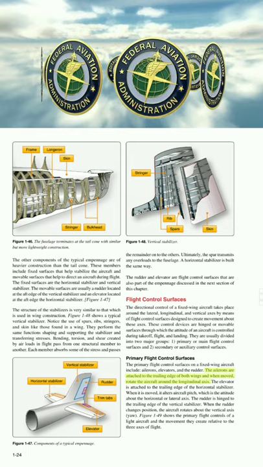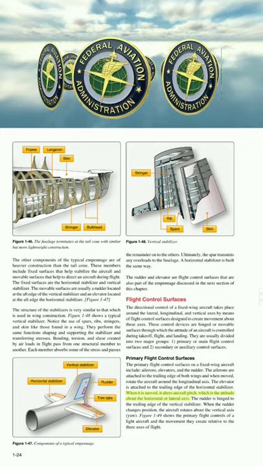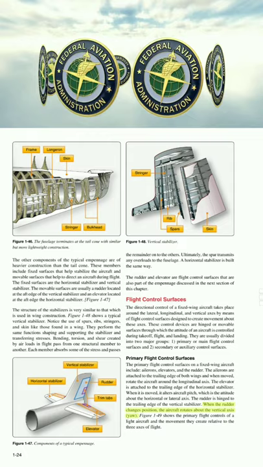The elevator is attached to the trailing edge of the horizontal stabilizer. When it is moved, it alters aircraft pitch, which is the attitude about the horizontal or lateral axis. The rudder is hinged to the trailing edge of the vertical stabilizer. When the rudder changes position, the aircraft rotates about the vertical axis, yaw.